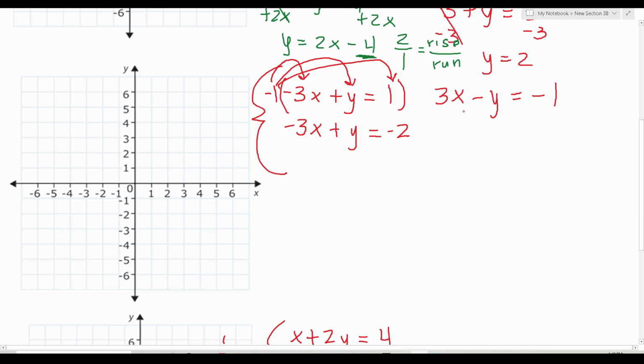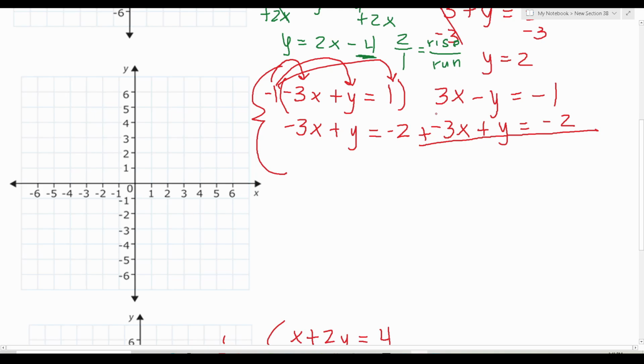Again, according to the elimination method, you multiply one or both equations by a constant such that when you add those two equations together, one of the variables is eliminated. So we've multiplied one of the equations by a constant. Now we're going to add it to the second equation here, notably -3x plus y equals -2. Let's add these together.